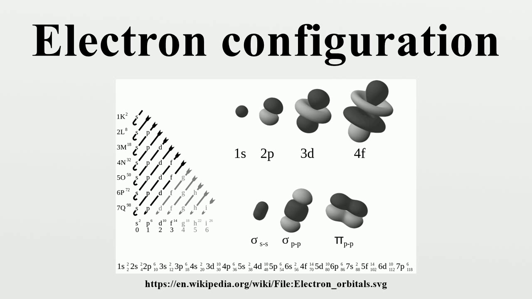are rarely required. The electron configurations of molecules are written in a similar way, except that molecular orbital labels are used instead of atomic orbital labels.